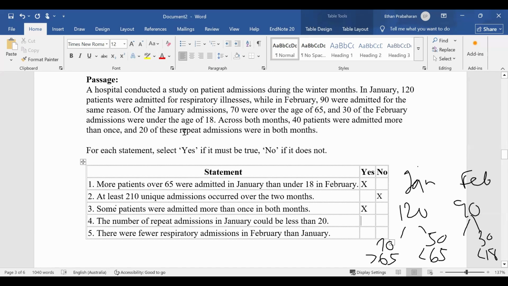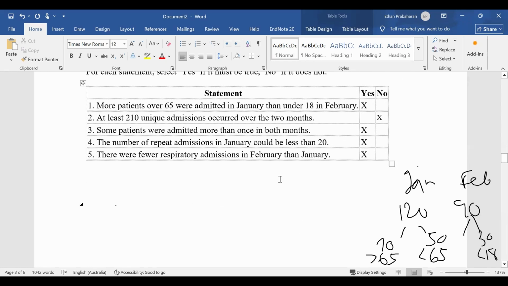40 were admitted more than once. 20 of these repeat admissions were in both months. What I'm interpreting that to mean is, let's say someone comes in January and February, that's a multiple admission. But then, repeat admissions were in both months. Does that mean they were both January and February, or just one of those two? So I'll probably skip this and come back to it. Yes, but we'll come back to it. There were fewer respiratory admissions in February than January was yes. Okay, so highlight this one.